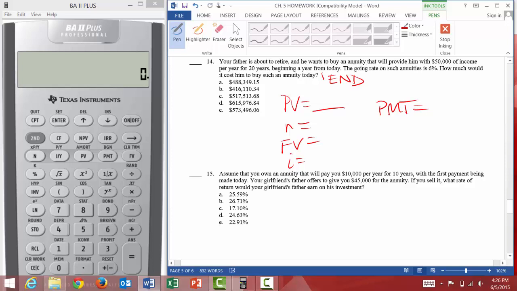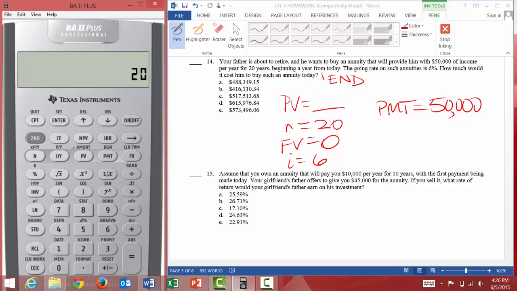So let's see, what do we have? He wants $50,000 of income per year. So he wants $50,000 here for payment for 20 years, so N is 20, beginning a year from today, and the interest rate is 6%. How much would it cost him? And so he doesn't have a future value, so we'll put that as 0. So in the calculator, I'll put 20 and N, 0 for future value, 6 for the interest rate, and 50,000 for the payment, and compute the price.